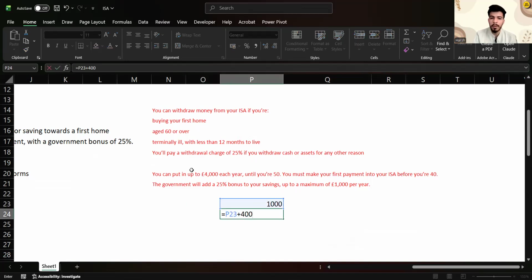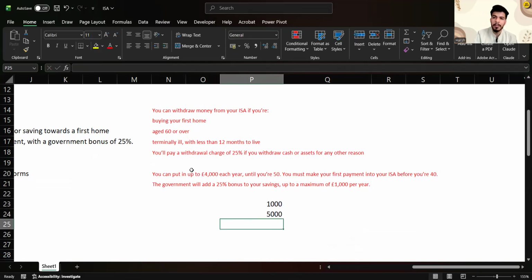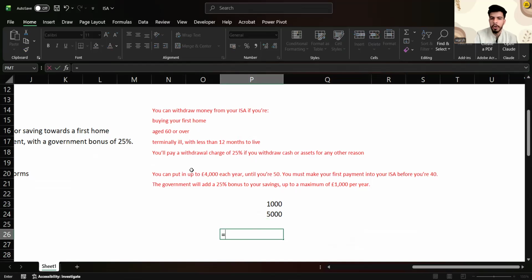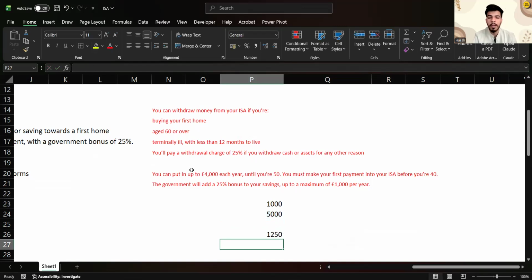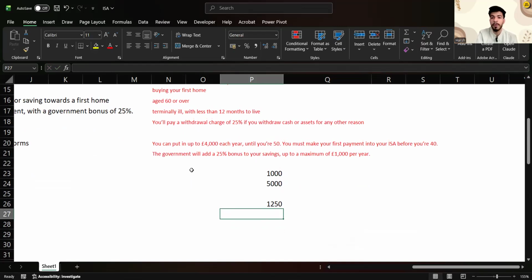So £1,000 invested by government and £4,000 by you. In total, your pot has £5,000. You are going to pay 25% of it as a withdrawal charge, which is £1,250. So you have to be considerate about investing in this ISA, right? Because whenever you withdraw for any other reason than the ones stated above, you are going to pay much higher than what you have received from government.